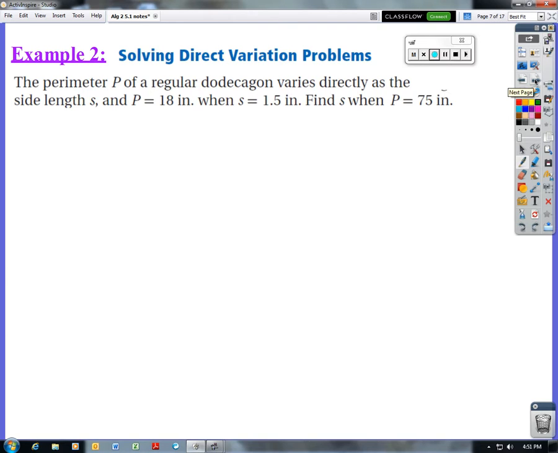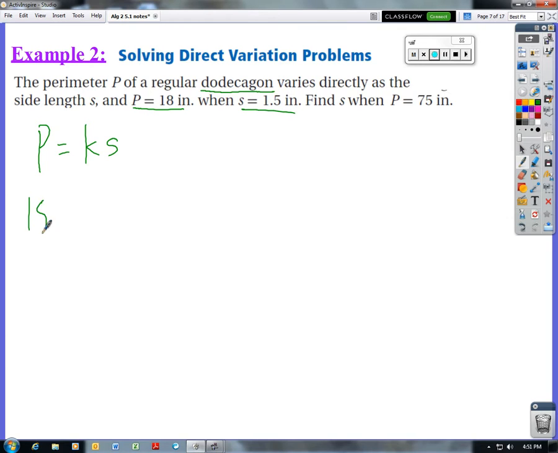Okay, try this one by yourself. Hopefully you paused the video and did that. This one says perimeter P of a regular, oh, this is not a circle, this is a dodecagon, which is a 12-sided shape, and it's also one of the funnest words to use in the English language. So perimeter P varies directly as the side length S. So we've got the formula P equals K times S. It's direct variation.